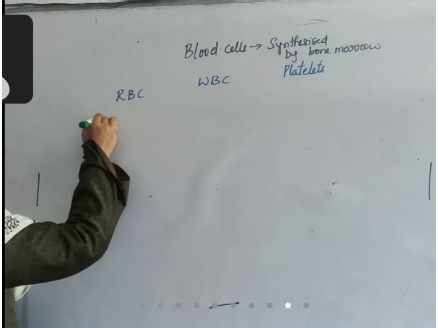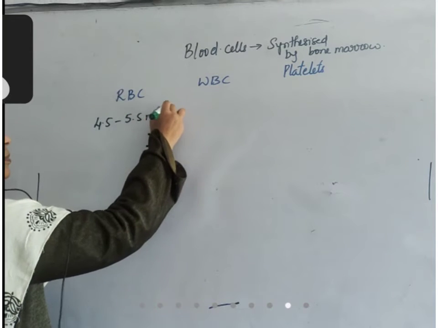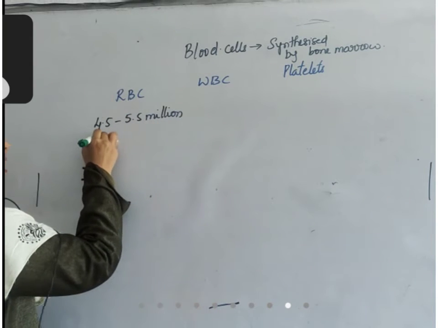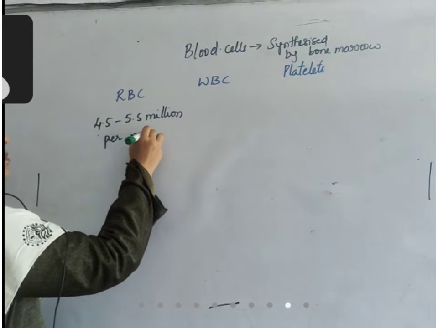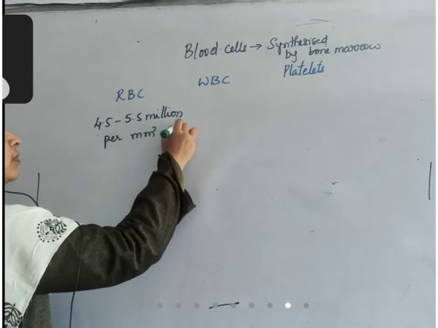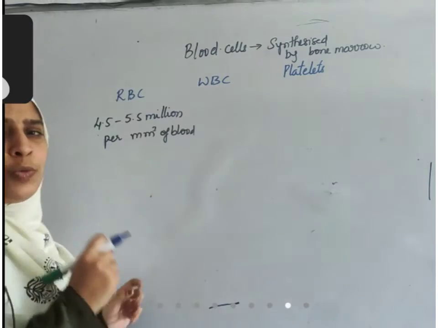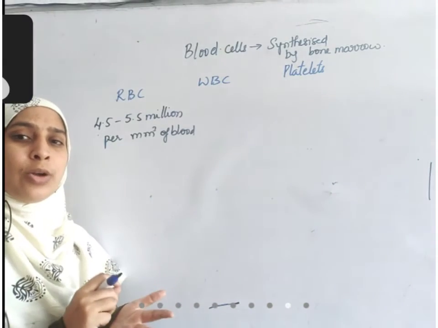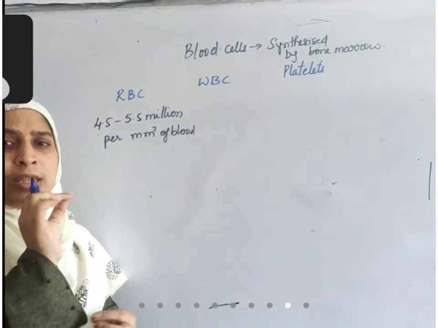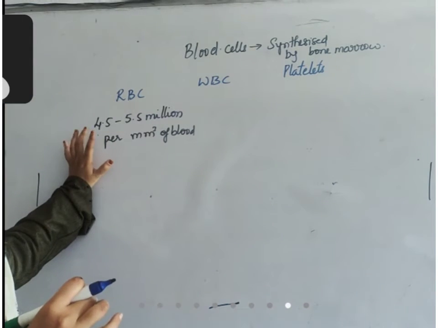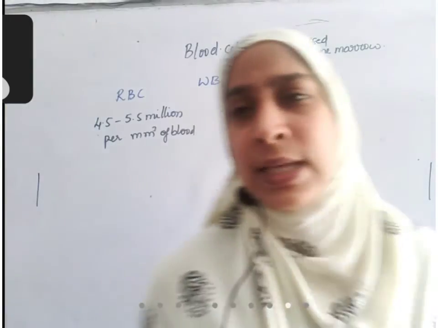Number of RBC, 4.5 to 5.5 million per millimeter cube of blood. If you take a millimeter cube of blood, you put one dot with a pen. How small is that dot? That is the millimeter cube. That much only, very small size. In that you can see 4.5 to 5.5 million. That means 45 to 55 lakhs.